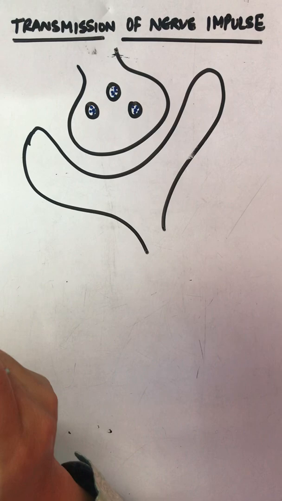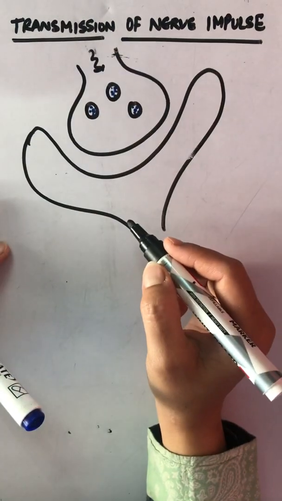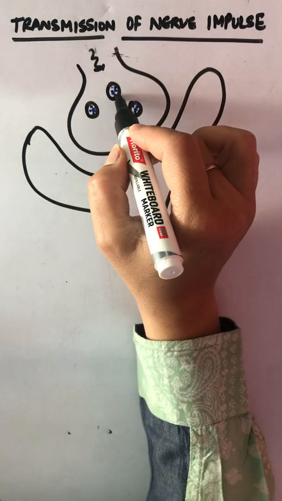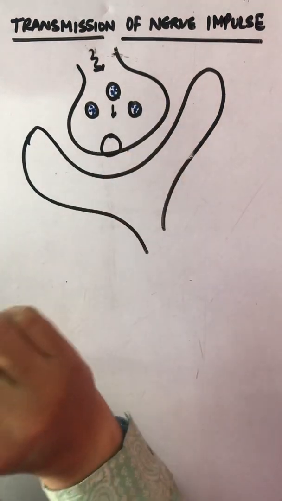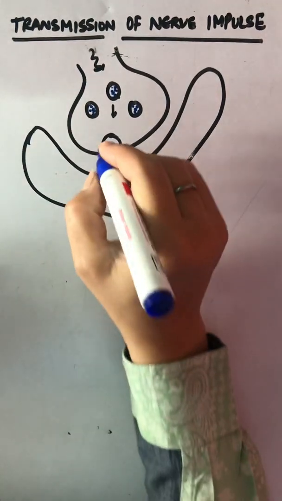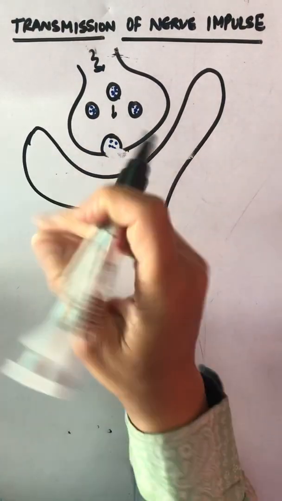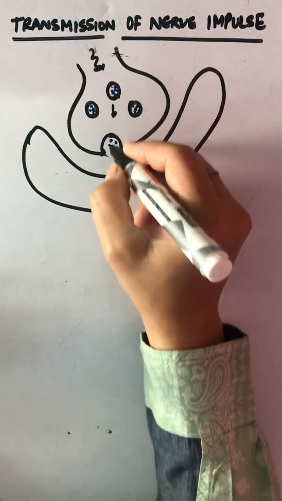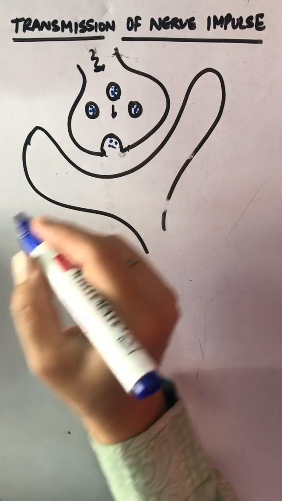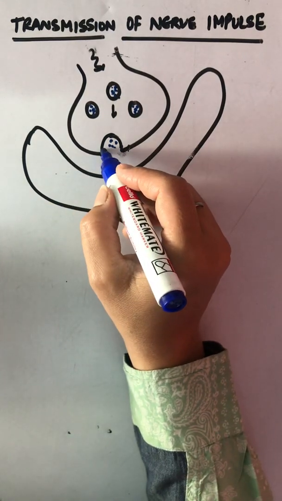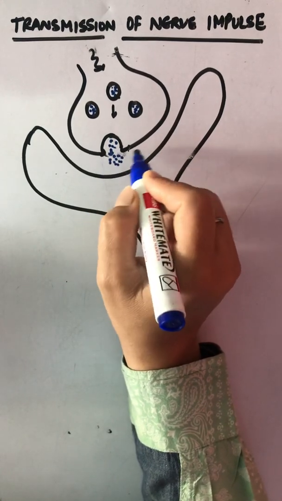When this impulse arrives at the axon terminal, what will happen? It stimulates the movement of these vesicles towards the membrane, where they fuse with the membrane, and they release this neurotransmitter into the cleft.